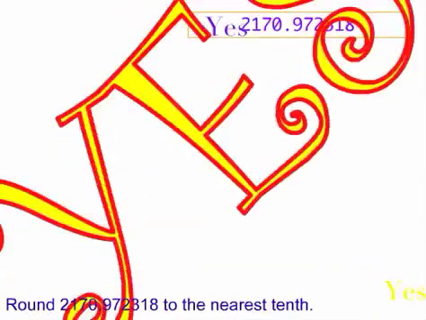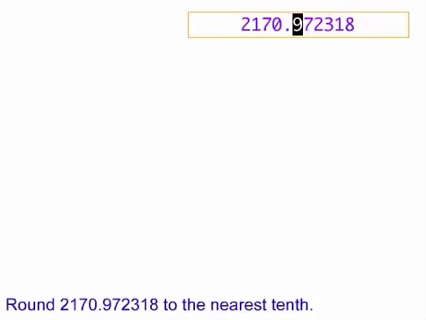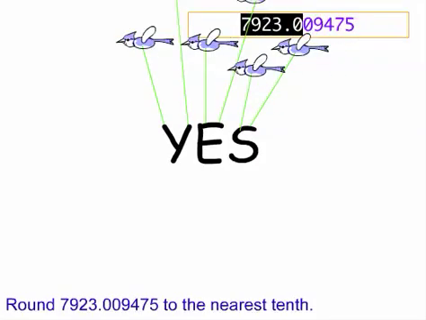Okay, round to the nearest 10th. This is the nearest 10th. The 7 tells the 9 to round up to a 10. So this becomes a 0, we carry the 1 over, and that becomes a 1. Okay, so it's easy as that.